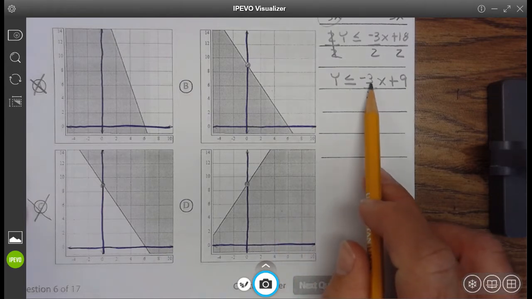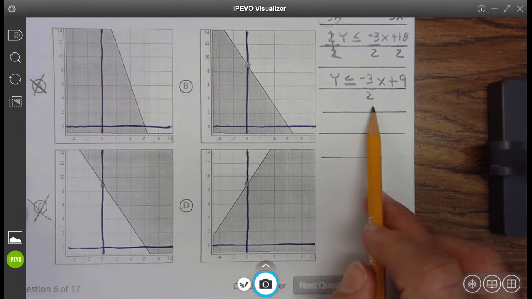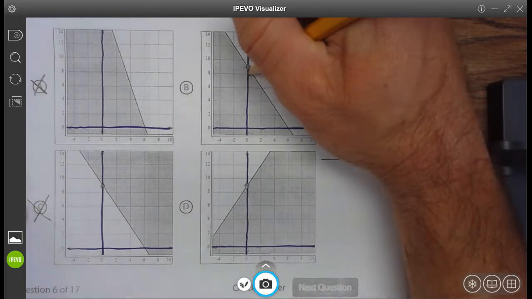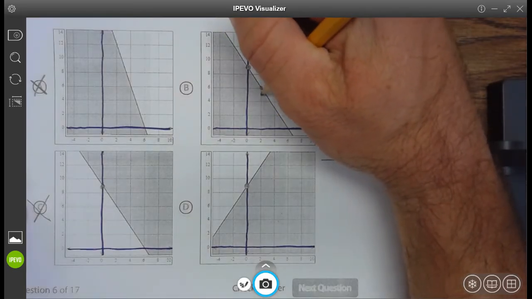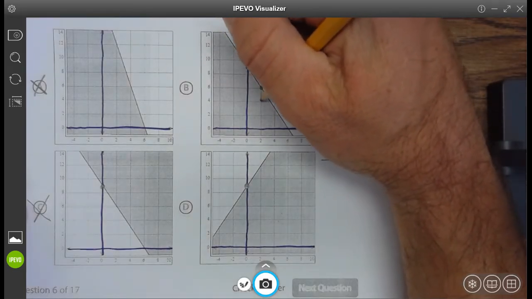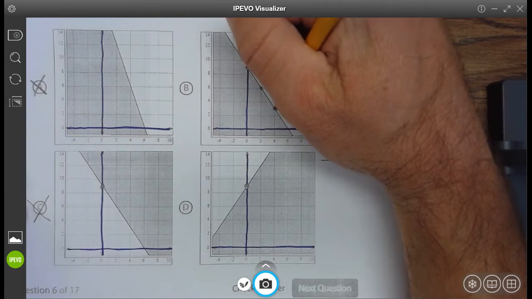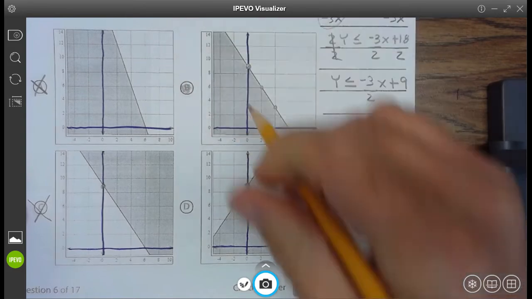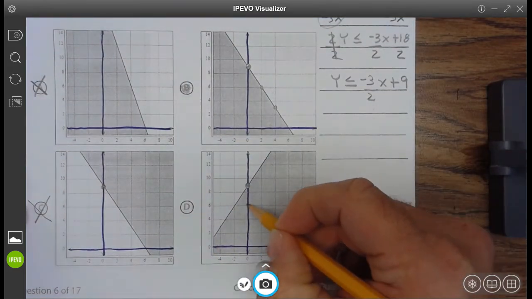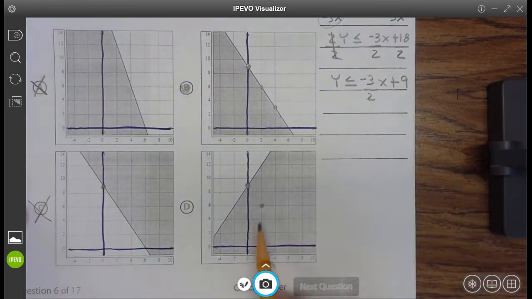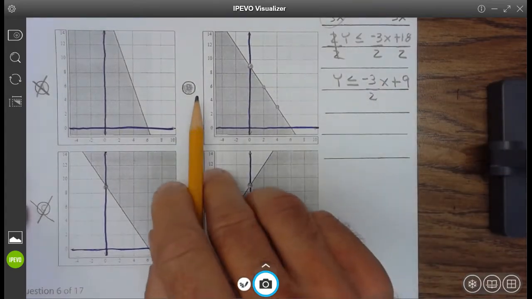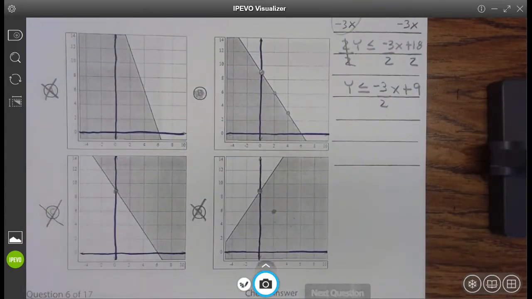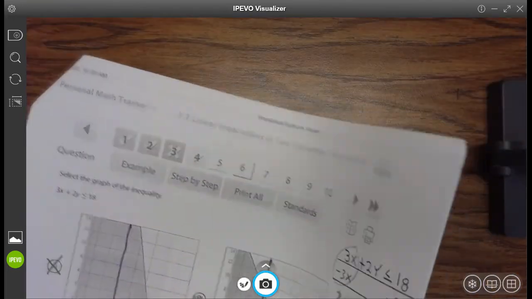So now let's check the slope. Negative 3, so down 3 to the right 2. So down 1, 2, 3 to the right 2. This slope checks out. So far the answer is B, but let's check D. Down 1, 2, 3 to the right 2. That is not correct, so the answer is not D. The answer is B.